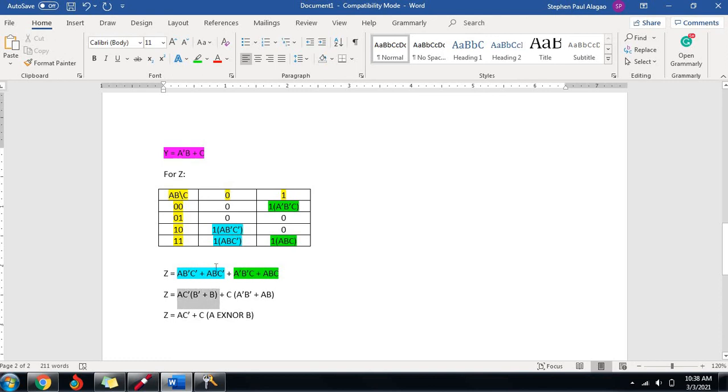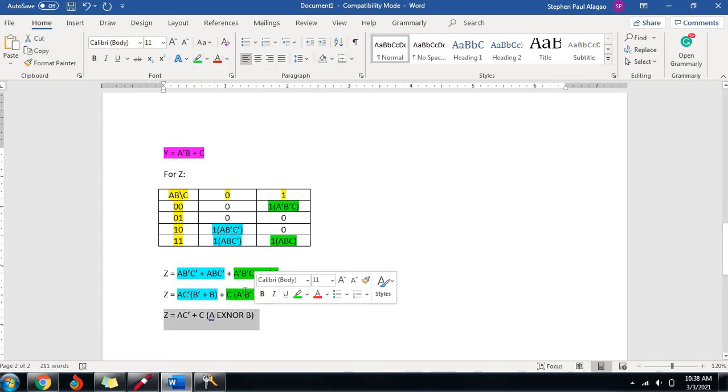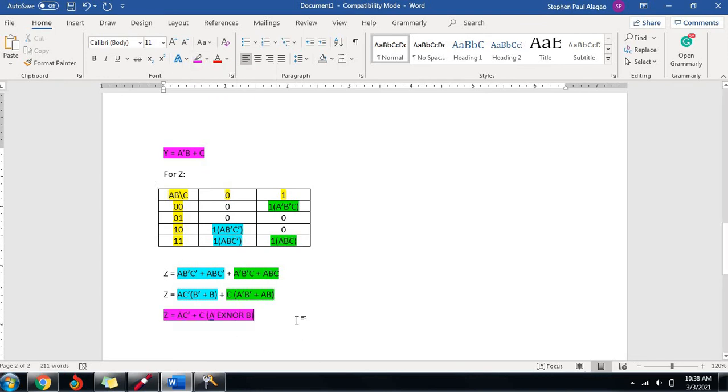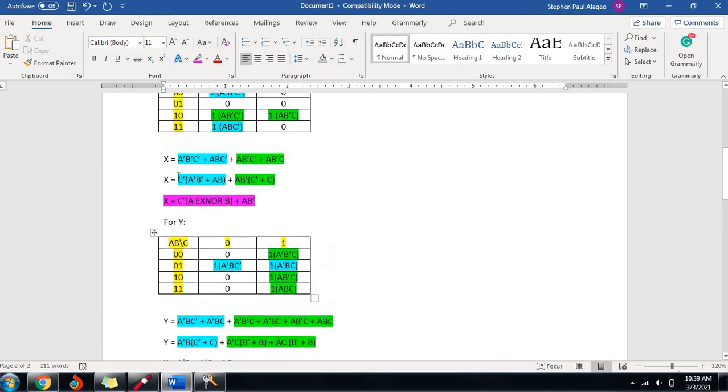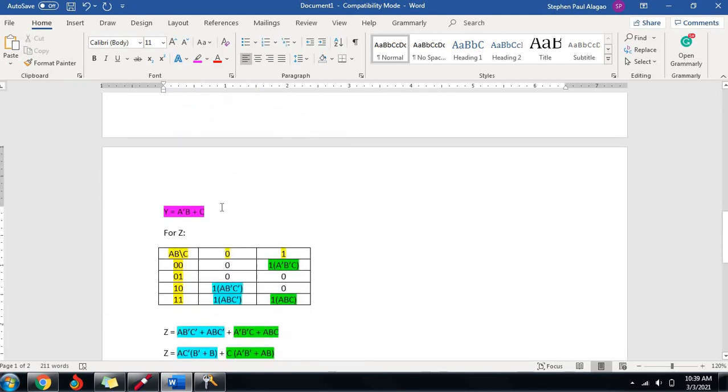So this one is the blue group, this one is the green. So this will now be our final equation for Z: A C bar plus C times A XNOR B. So these are now the three equations for our example: the equation for your Z, the equation for your Y, and the equation for your X. So we have 3 inputs and also 3 outputs in our truth table.